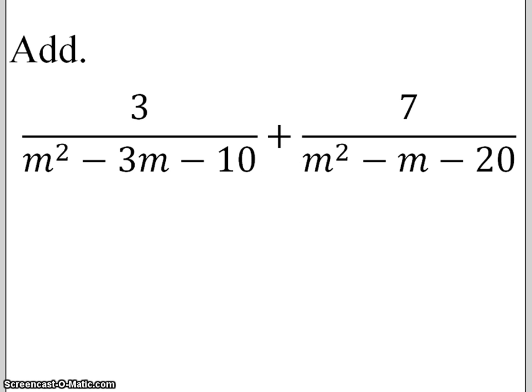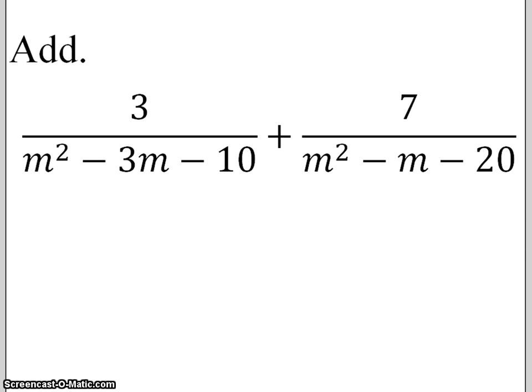In this video, we're going to learn how to add rational expressions. So consider this addition problem containing rational expressions: 3 over m squared minus 3m minus 10 plus 7 over m squared minus m minus 20.